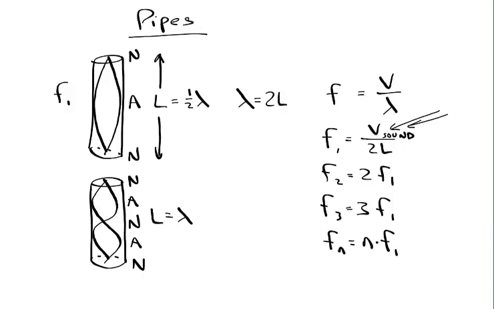So this is in some ways a lot easier, because you don't have to do all that work to find the speed of sound. In most of these problems, you'll be given the speed of sound, or you'll just be asked to solve for it. So that would be a pipe that's open at both ends.